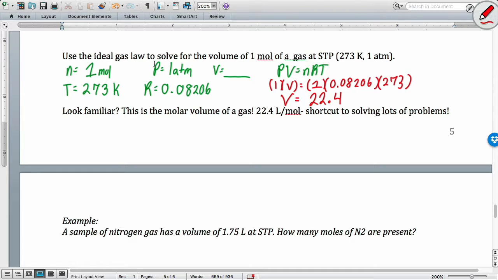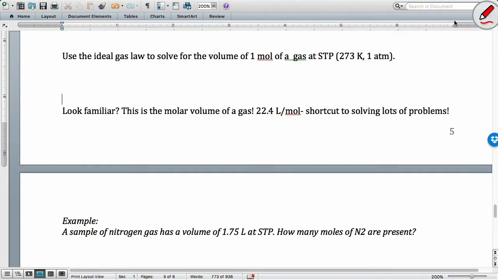22.4 liters. Does that number seem familiar? It should. You learned this back in stoichiometry. This is the molar volume of a gas. 22.4 liters is how much any 1 mole of a gas, doesn't matter what gas it is, if it's acting ideal, will have as its volume. That's just how the ideal gas law works out at STP. So this is a shortcut to solving a lot of problems.